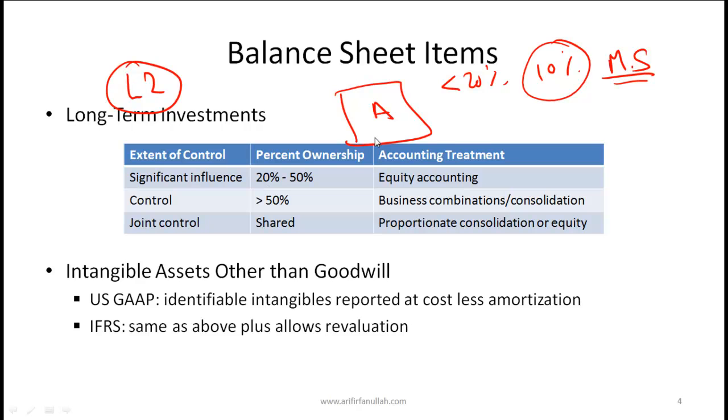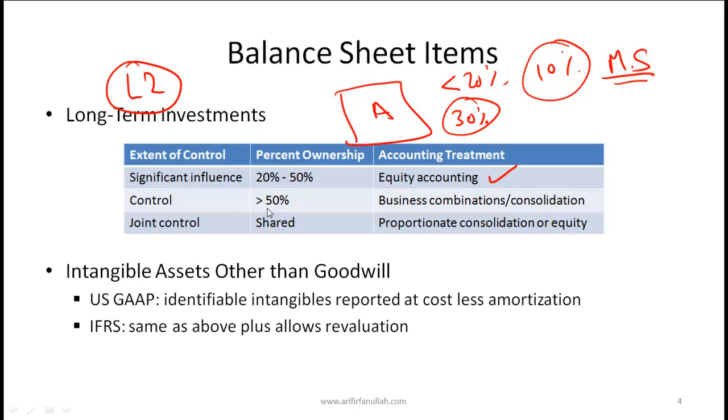But what if company A owns say 30% of company B and has significant influence over company B? Then what method do we use to account for this investment? And the answer is equity accounting. In level 2 we will discuss exactly what equity accounting means. Right now just remember that if company A owns 20 to 50% of B and has significant influence, then the accounting method used for this investment is called equity accounting.